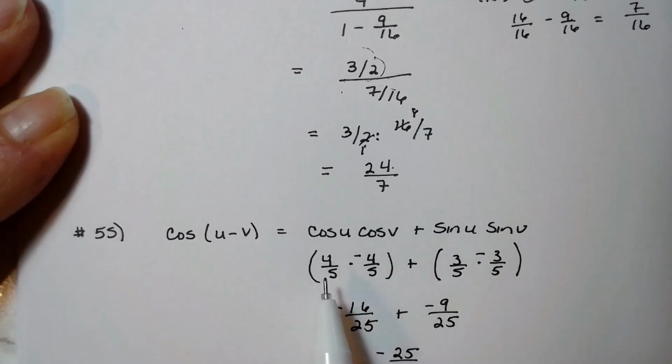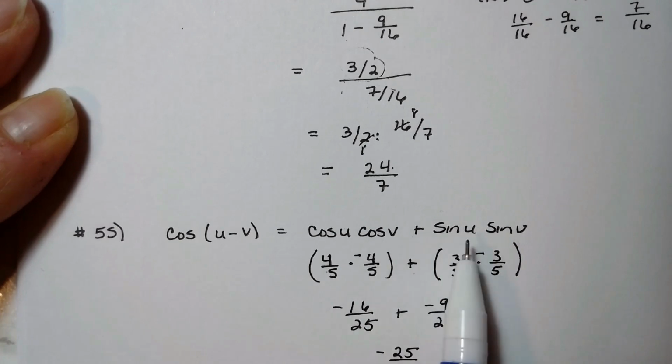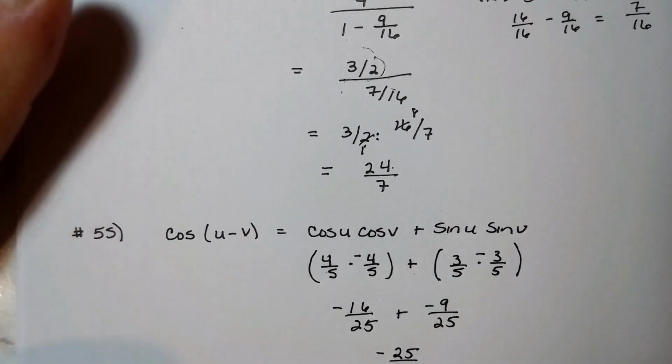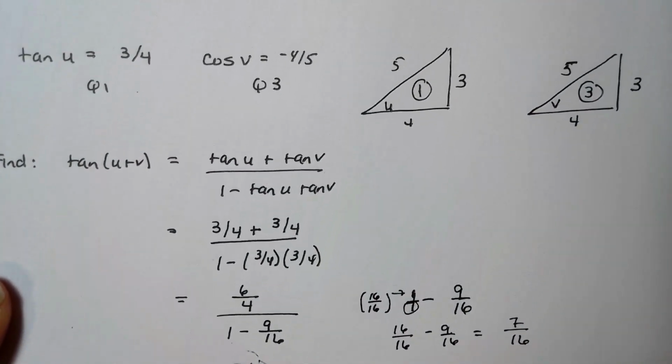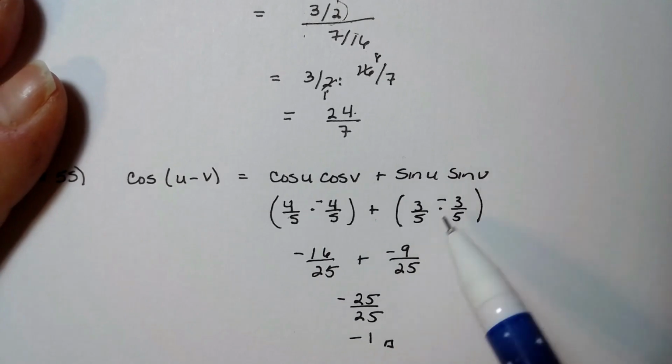So I have 4/5 for angle u, which is quadrant 1 or positive, times negative 4/5 from quadrant 3, plus the sine of u times the sine of v. Looking back up here, the sine of u is 3/5 and it's positive because it's quadrant 1. It's also 3/5 for angle v, but it's negative because it's in quadrant 3. So it's this times the negative of that.